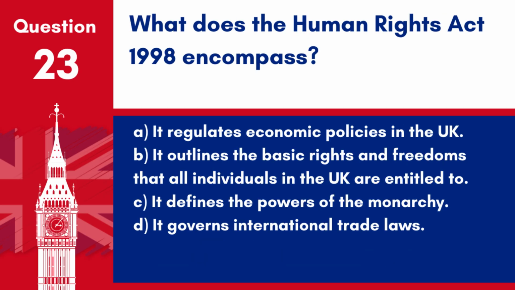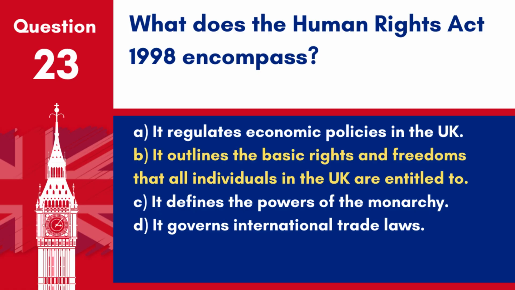Question 23. What does the Human Rights Act 1998 encompass? A. It regulates economic policies in the UK. B. It outlines the basic rights and freedoms that all individuals in the UK are entitled to. C. It defines the powers of the monarchy. D. It governs international trade laws.